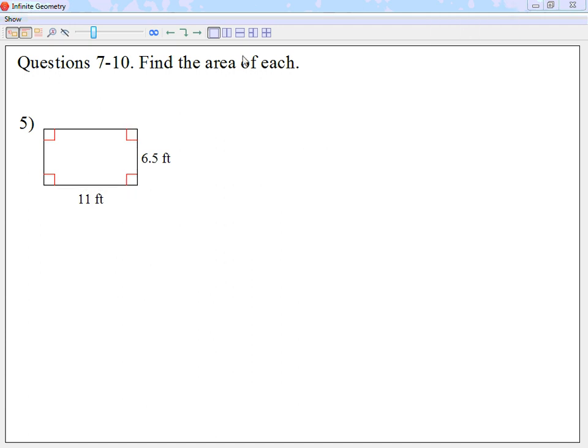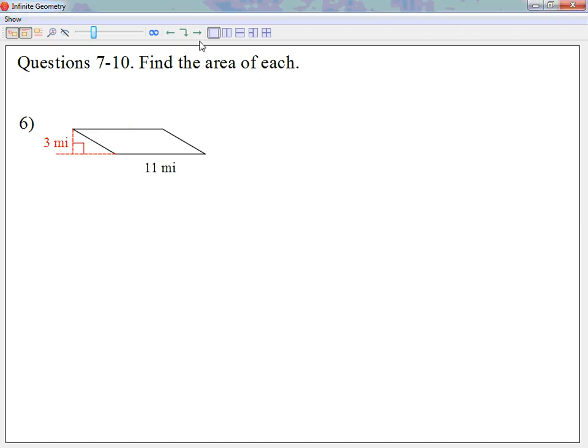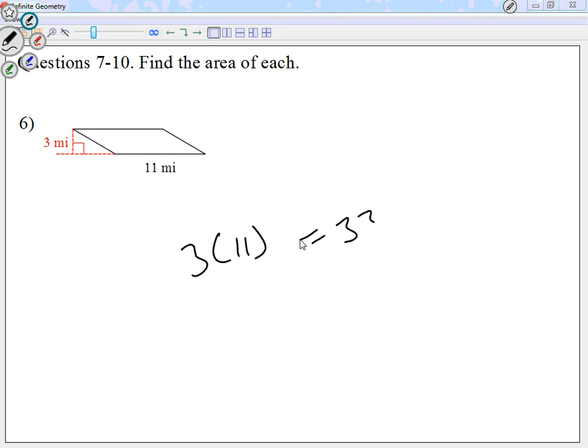When it comes to a parallelogram, which looks like a slanted rectangle, treat it the same way you would treat a rectangle. Multiply the two numbers across 90 degrees. In this case, 3 times 11. And my result should be 33.